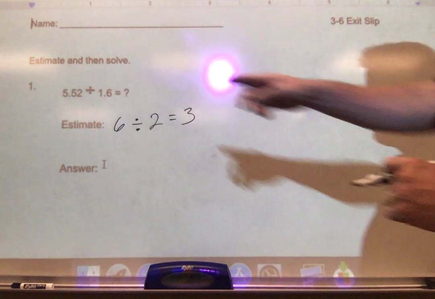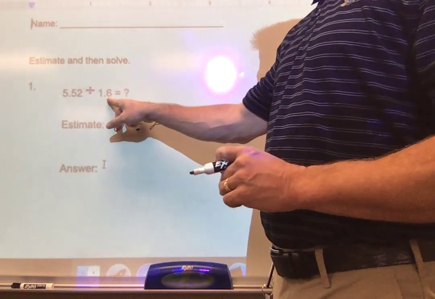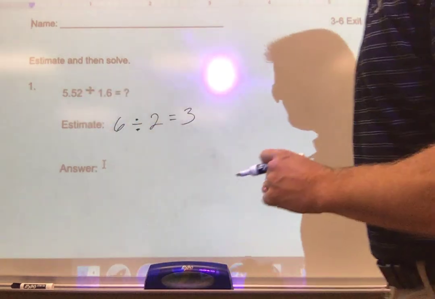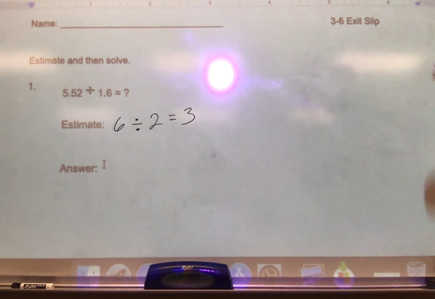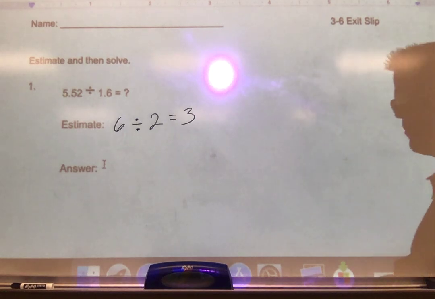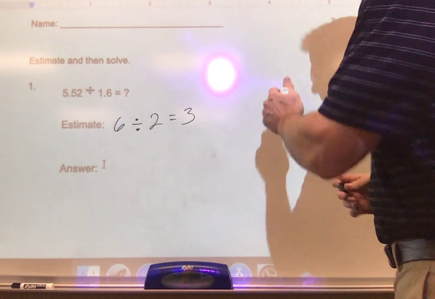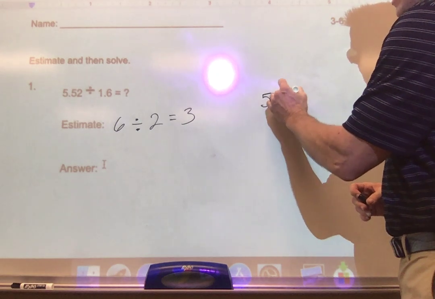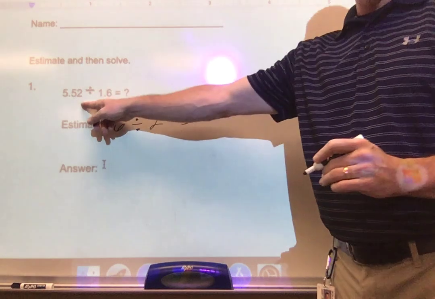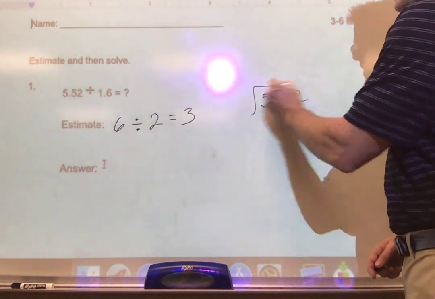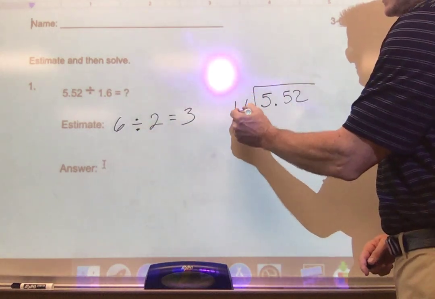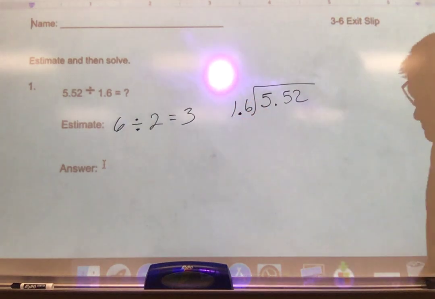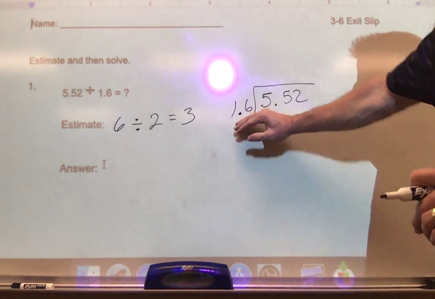Again, I'm thinking, if I say it backwards, how many groups of 1.6 can I get out of 5.52? So I should be able to get about 3 groups, somewhere close, and that would make sense. So if I'm going to do my traditional work now, the dividend I write first. So 5.52, and I'm going to divide that into groups of 1.6. Remember, the divisor goes on the outside here. I'm trying to make this many groups.